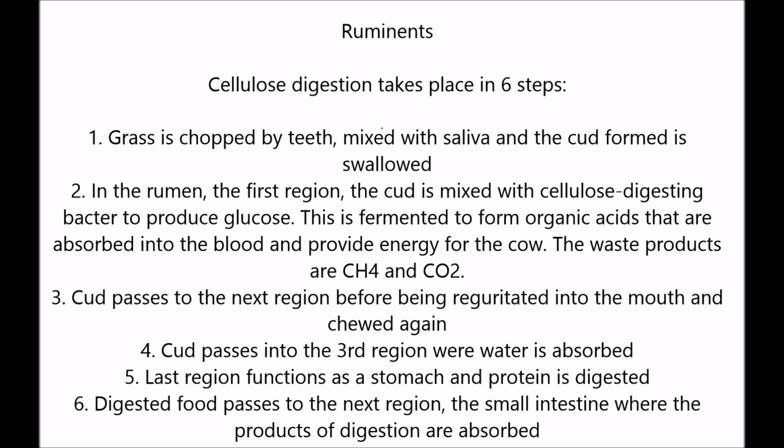Number 2. In the rumen, the first region, the cud is mixed with cellulose-digesting bacteria to produce glucose. This is fermented to form organic acids that are absorbed into the blood and provide energy for the cow. The waste products of this are methane and carbon dioxide. Cud passes to the next region before being regurgitated into the mouth and chewed again.